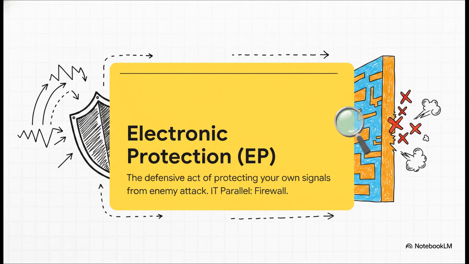And finally, of course, you need defense. That's pillar 3, electronic protection, or EP. This is all about shielding your own signals from their attacks. A classic technique is called frequency hopping, where your radio signal jumps between different frequencies hundreds of times a second, making it almost impossible for a jammer to lock on. It's the exact same idea as a firewall or encryption protecting your network from bad guys.